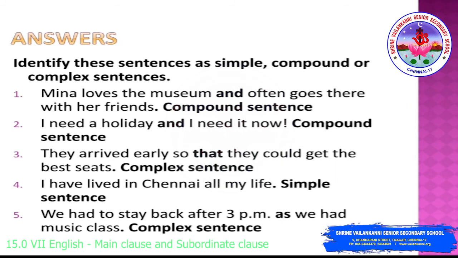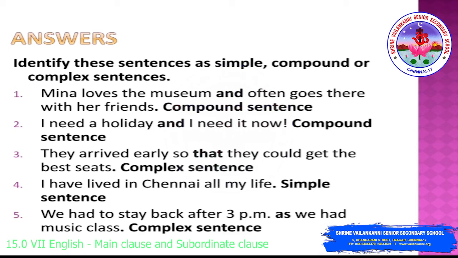The first one: Meena loves the museum and often goes there with her friends. There are two main clauses joined using the coordinating conjunction and, so it is a compound sentence. I need a holiday and I need it now. Again, it is a compound sentence. The third one: They arrived early so that they could get the best seats. It is a complex sentence because it uses the subordinating conjunction that.